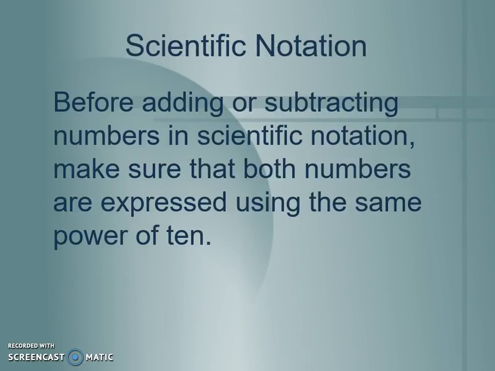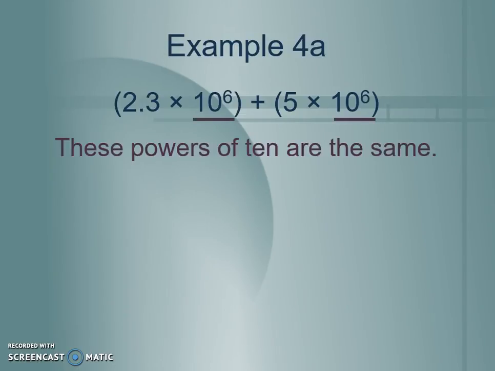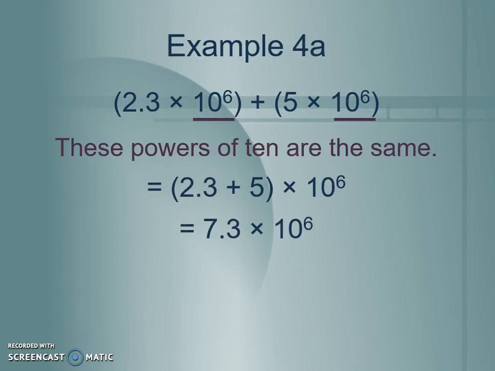Before adding or subtracting numbers in scientific notation, make sure that both numbers are expressed using the same power of 10. So let's take a look at that. All right, so we're adding, so that means we have to have the same power of 10. In this case, we do. These powers of 10 are the same. We have 10 to the 6th and 10 to the 6th. So that means we can go ahead and add 2.3 plus 5. We'll get 7.3 times 10 to the 6th power.